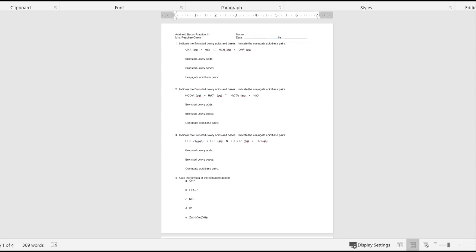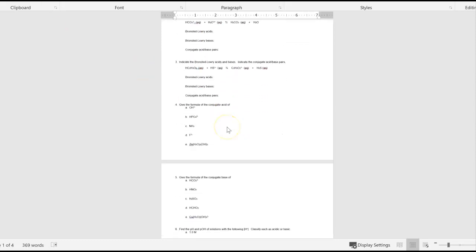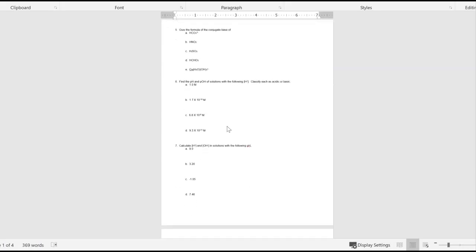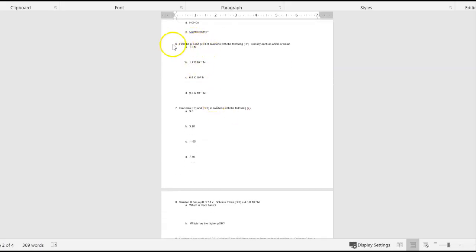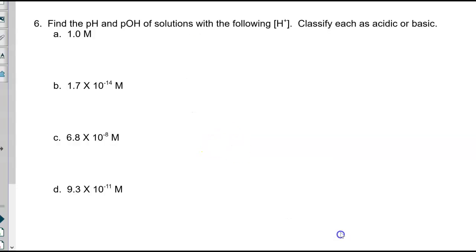Okay, these are some helpful hints for acid bases practice number 1, starting at problem number 6. So you need to be on the second page. Here is problem number 6. Each of the next couple slides is going to talk about 6 through 9, just to give you some hints. Let me switch over to my other program.